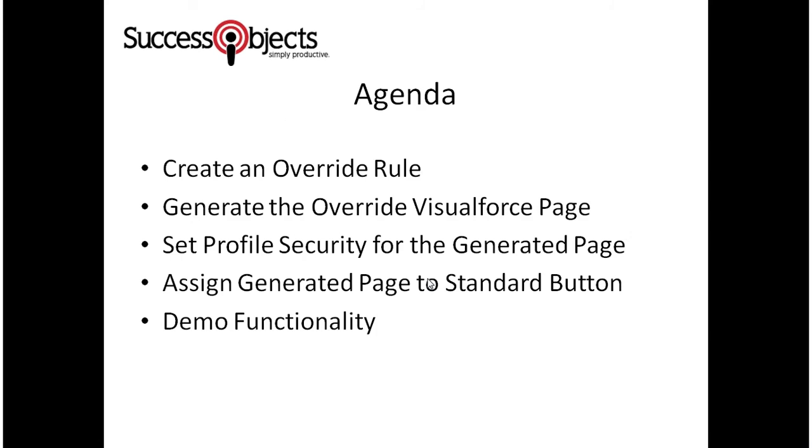In today's agenda, we're going to do 5 simple things. 1, we're going to create an override rule. 2, we're going to generate the override Visualforce page. 3, we will set the profile security for the newly generated page. 4, we will assign the newly generated page to a standard button. And then lastly, we will take a look at the functionality itself.